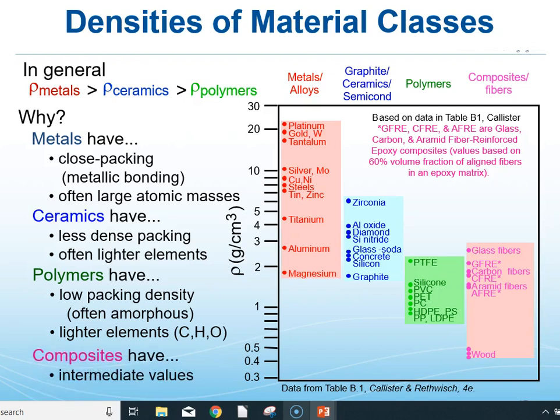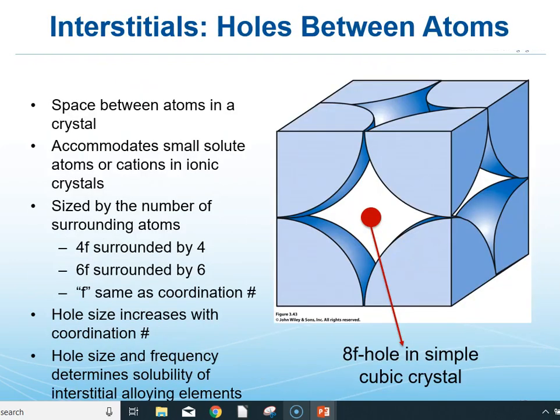And of course composites are going to be a law of mixtures. They're going to have a density which just follows the law of mixtures based on what constitutes them. Interstitials, holes between the atoms. So just as important as how many atoms and their arrangements on the lattice points are the spaces in between.